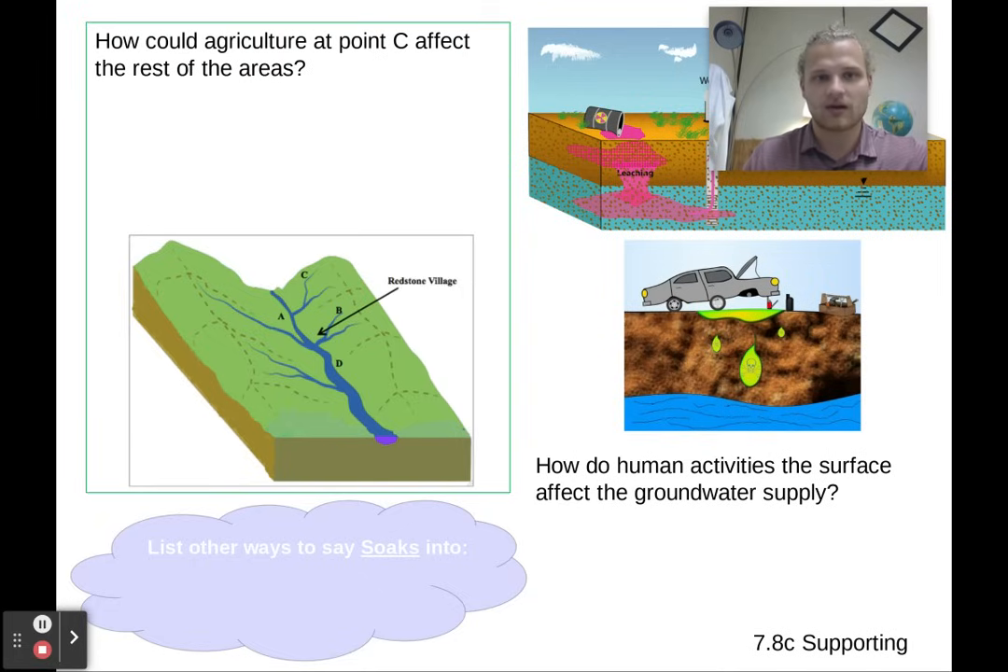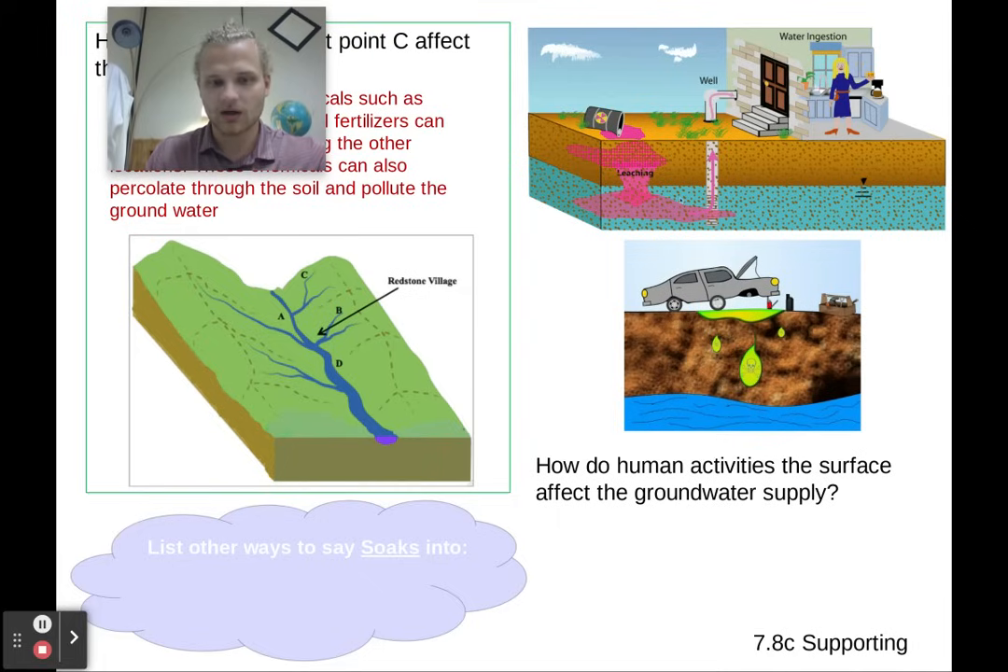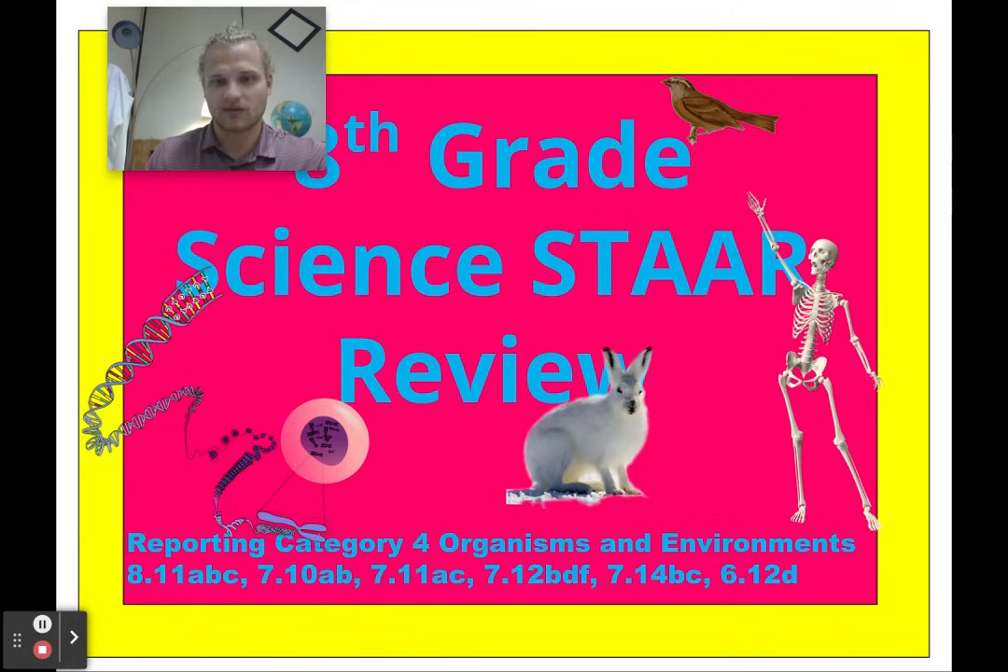Okay, how could agriculture at point C affect the rest of the area? Redstone villages, okay, are going to be right here. Pollutants could be running into this area and down into our watershed. The reasoning is it's going to percolate through the ground and go into our water system, where then we ingest it. Okay, how do human activities on the surface affect groundwater supply? Well, all of our activities, eventually when it rains, the water picks up our toxins and puts it somewhere else. List ways that water soaks, percolates, seeps, filters, absorbs, all these good things.